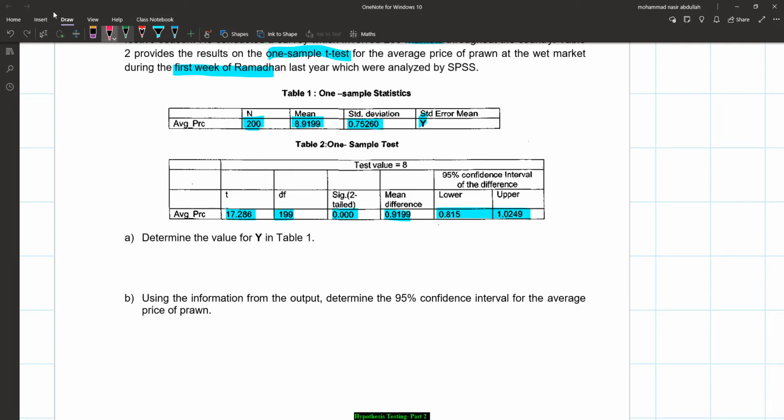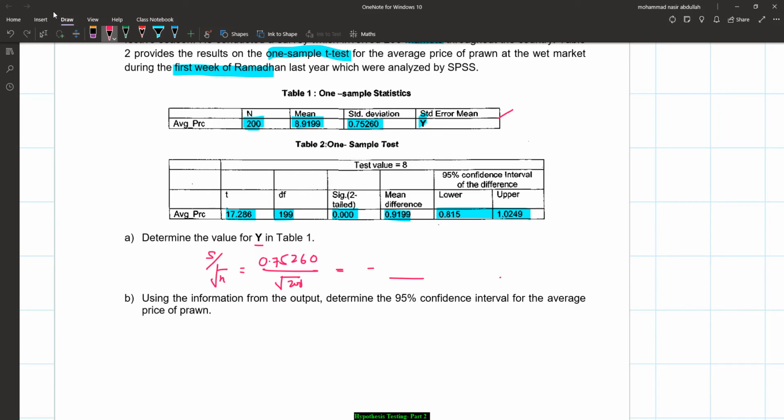So now determine the value of y. The value of y is the standard error. The standard error is s divided by the square root of n, right? So it should be 0.7526 divided by the square root of 200. So you can calculate the value.